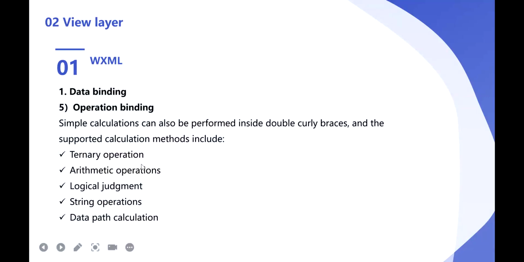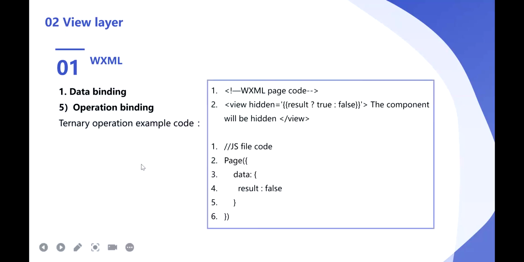For data binding, we also have operation binding. Simple calculations can also be performed inside the double curly braces, and the supported calculation methods include ternary operation, arithmetic operations, logical judgment, string operations, and data path calculations. Here is a ternary operation example.